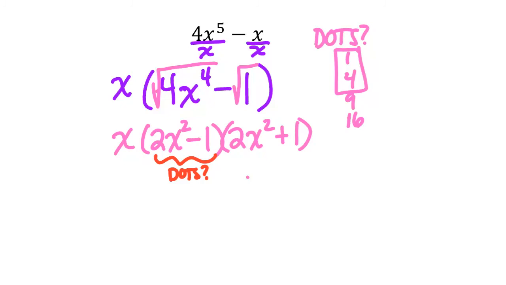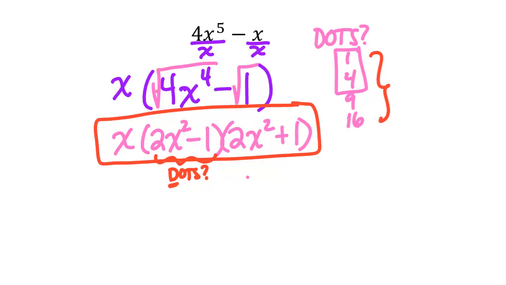Is this a difference? What does the D stand for? Subtraction. Do I have a subtraction? Yes. Do I have 2 perfect squares? No. Why not? Which one is not a perfect square? The 2. The 2 is not on the list right there, so it's not a perfect square, which means I don't have dots. That means that's your final answer right there. Okay? I do not have dots because 2 is not a perfect square.